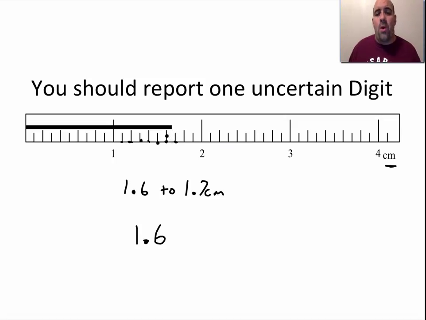You can estimate one uncertain digit, and I'm going to call that 1.67 centimeters because it looks closer to the 1.7 than it does to the 1.6. So again, you are allowed one uncertain digit. That's how we read devices with calibrated marks on them.